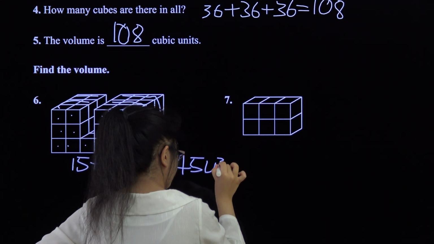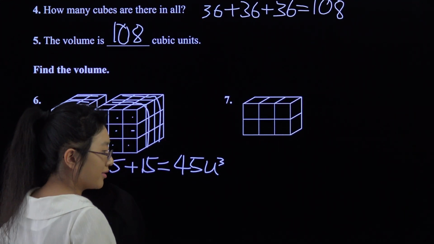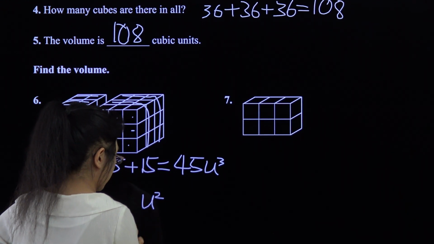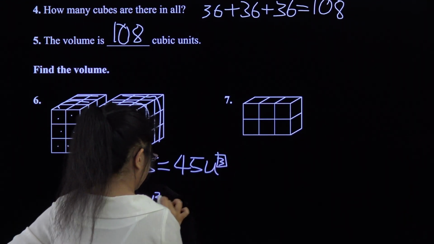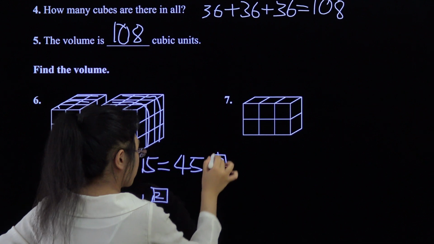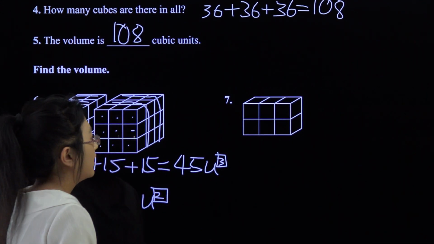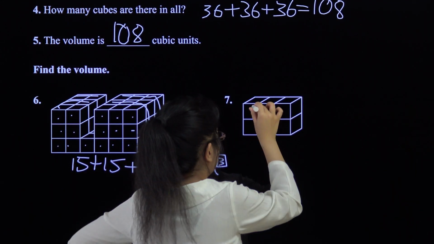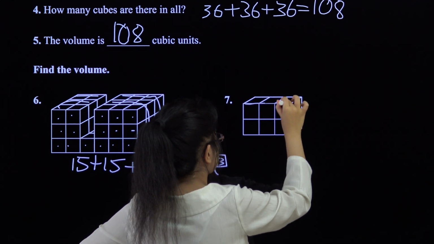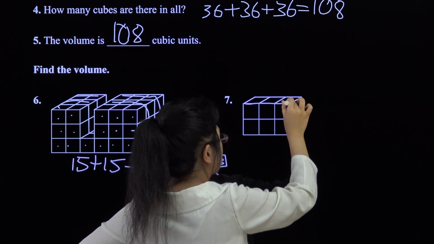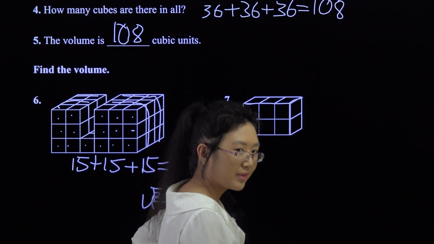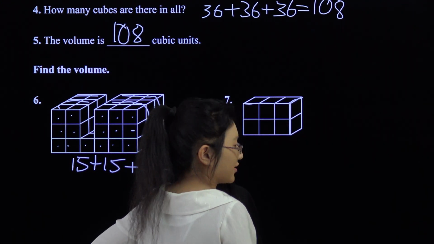Units cubed. This time, remember when I did units squared, it was a 2? This time it's a 3, because there's 2 dimensions here, but there's 3 dimensions here. Oh, here. There's 3 times 2 times 1. I wonder what that is. It's 6.